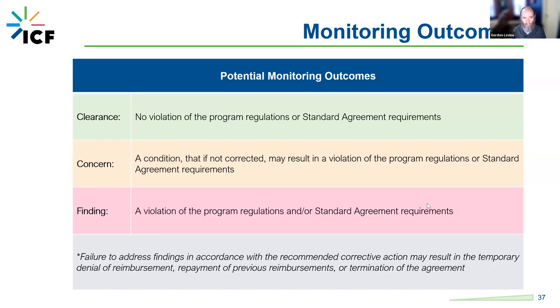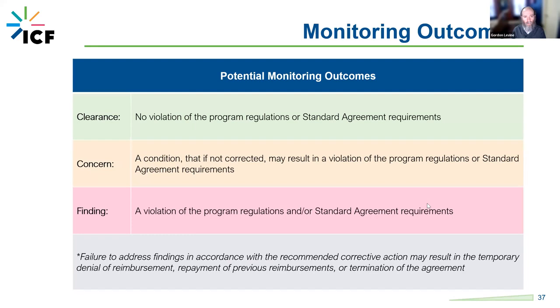A concern, and a concern is a little bit nebulous. So we'll do finding first. A finding is a clear violation of program regs or standard agreement requirements. Those are generally tied back to contract language or the interim rule or another federal requirement. It is pretty clear cut, and they are generally provided with a timeline in which it needs to be corrected, as well as a specific corrective action or actions that need to be put in place.